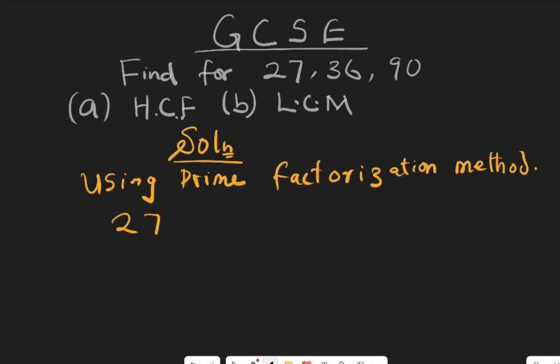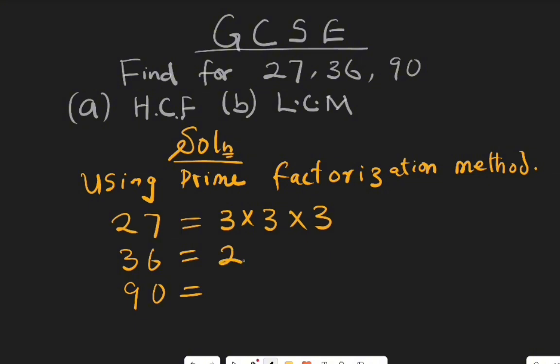We write 27, 36 and 90. We look for the prime numbers that can multiply to give you 27. This is 3 times 3 times 3. 3 times 3, 9. 9 times 3, 27.